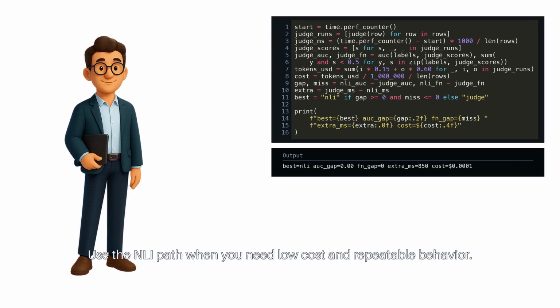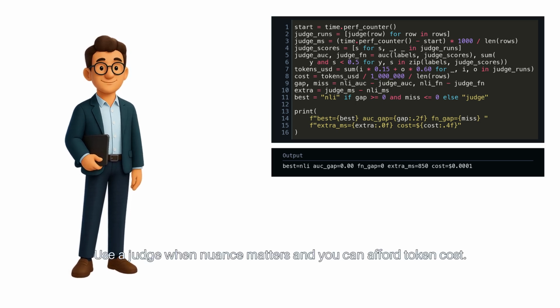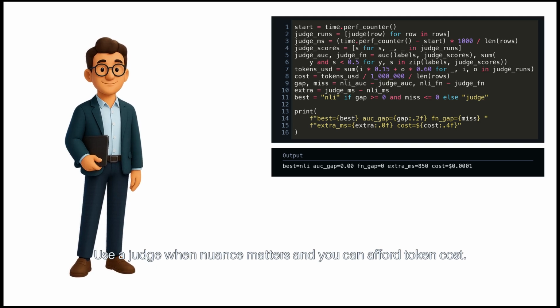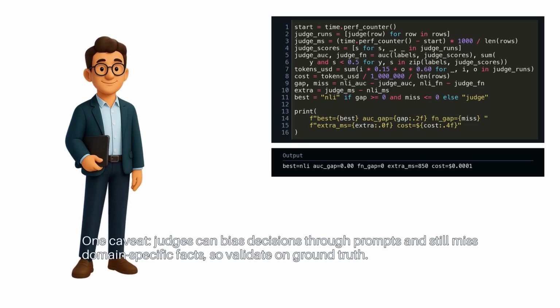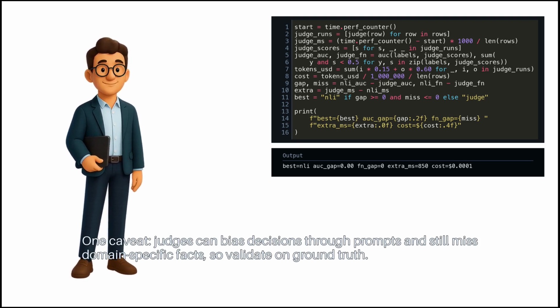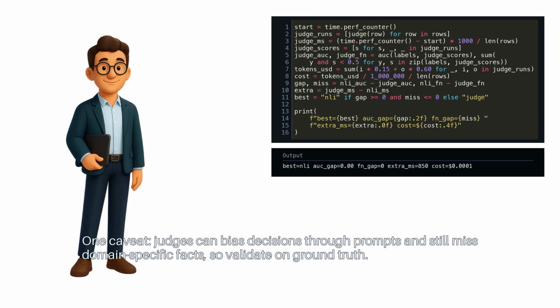Use the NLI path when you need low cost and repeatable behavior. Use a judge when nuance matters and you can afford token cost. One caveat: judges can bias decisions through prompts and still miss domain-specific facts. So validate on ground truth.